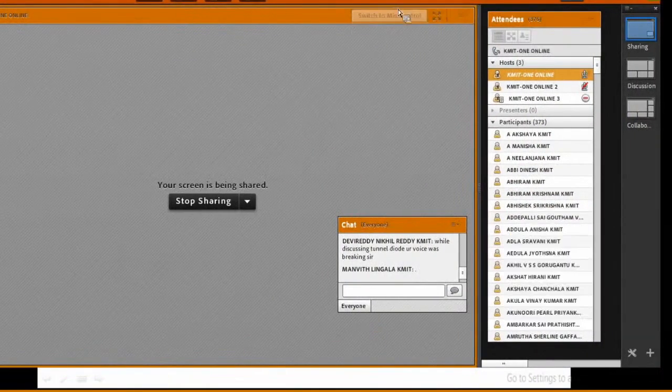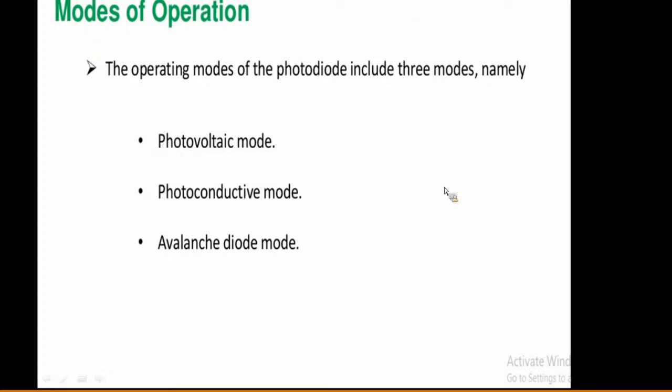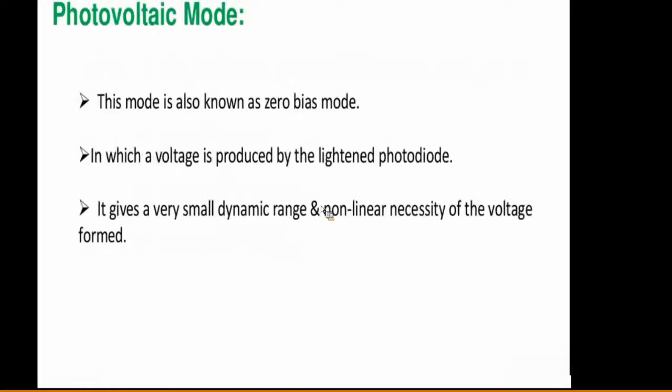Now, what are the different types of these modes of operation? Just now I discussed, there are three modes of operation. We have photovoltaic mode, photoconductive mode, as well as the avalanche diode mode. Now, the photovoltaic mode. What is this photovoltaic mode?